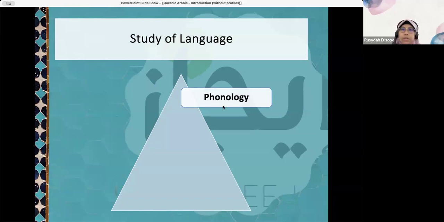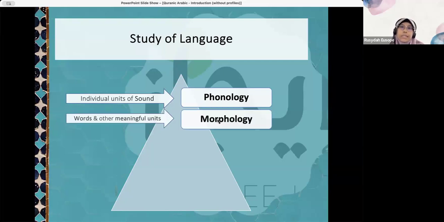Okay, so when we talk about the study of language, there are different levels. The smallest unit of language is phonology. In phonology, we learn the letters, the sounds, individual units of sounds. This will not be covered in Quranic Arabic, which means you are expected to know how to read Arabic or how to read Al-Quran Karim. We are not teaching how to read. Inshallah we will be teaching the language itself, using a grammar-based approach, the understanding part.